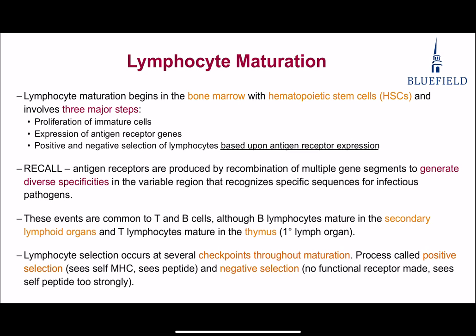Did we make a functional receptor? Does it have the right sequence? Does it have a constant chain so that it can signal? And does it react with self? And then based on that pattern, we're going to test it. If it passes the test, that's going to be called positive selection. If it fails the test, for a variety of reasons that we'll talk about, that's going to be called negative selection. This is a huge thing that confuses people.